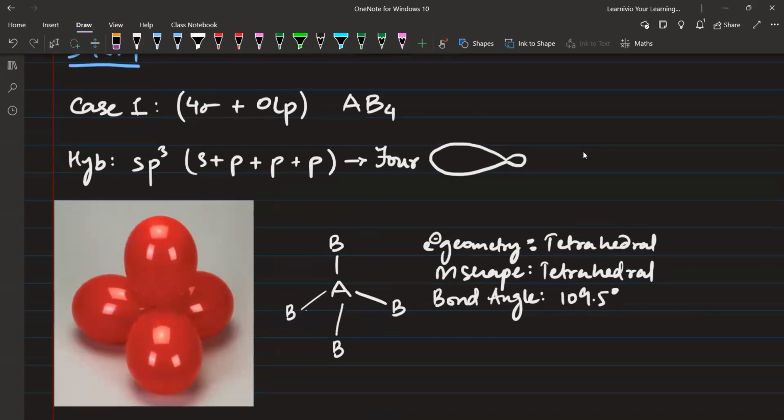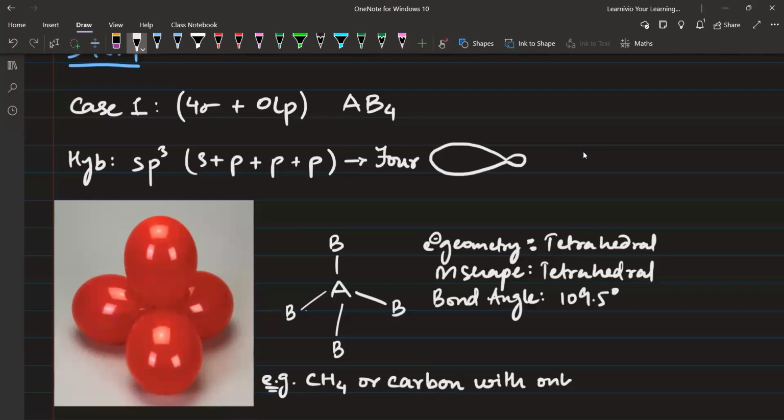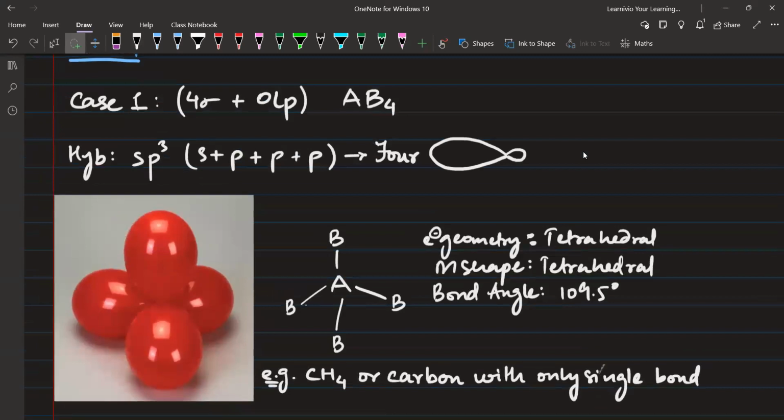For example, you can make many examples from this, but one very special example is CH4, methane, or carbon with only single bonds. Okay, if a carbon atom is having only single bonds, then it is sp3 hybridized. Copy this down.